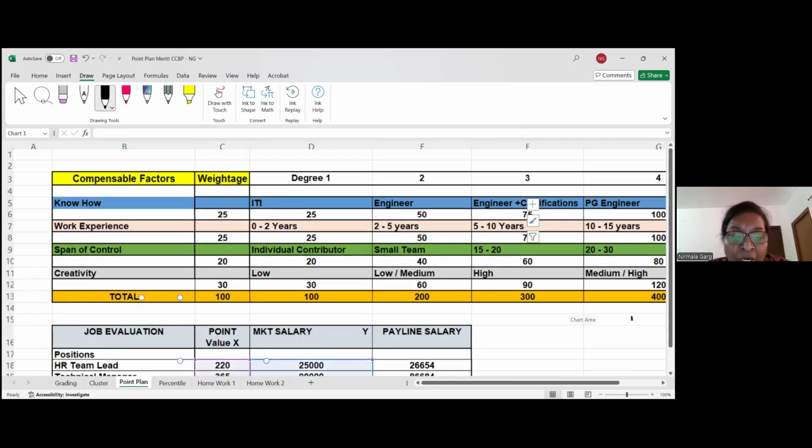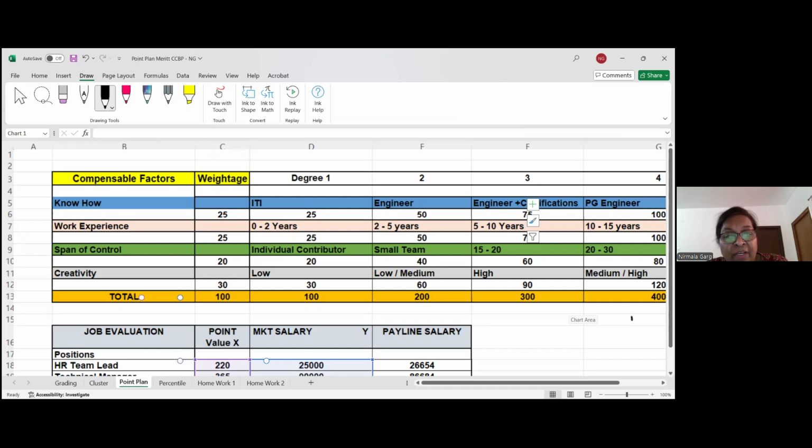Till now, what did we talk about? We talked about the ranking method, and we talked about job grading. These are qualitative methods. These are methods which use the job as a whole. Whole means the entire job you take and evaluate. A little subjective because it is again based on qualitative.